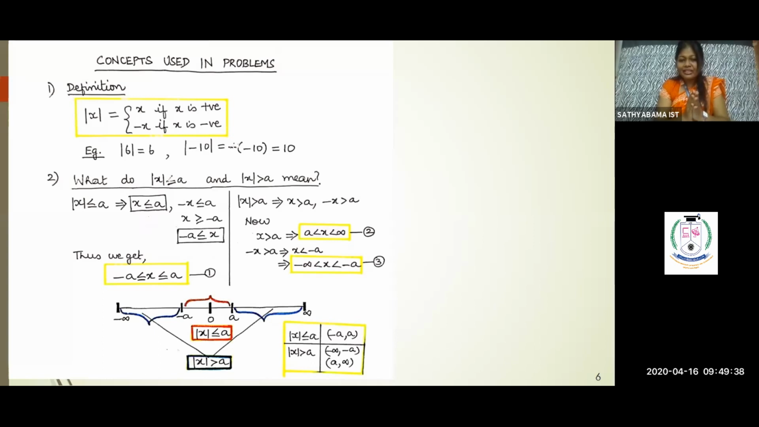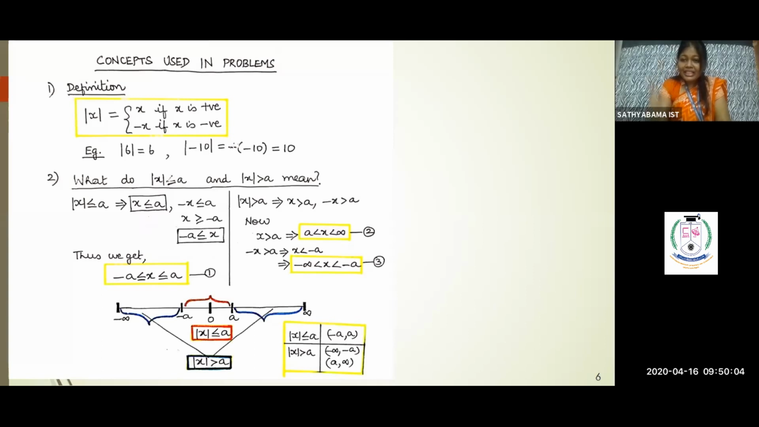Have you understood? See, look at equations 2 and 3. 2 and 3 together give you mod x greater than a. So that is what I've explained in the diagram. Okay? Minus infinity to minus a is equation 3. A to infinity is equation 2. Both these regions together give you mod x greater than a. Okay? And the middle portion, minus a to plus a, gives you mod x less than or equal to a.